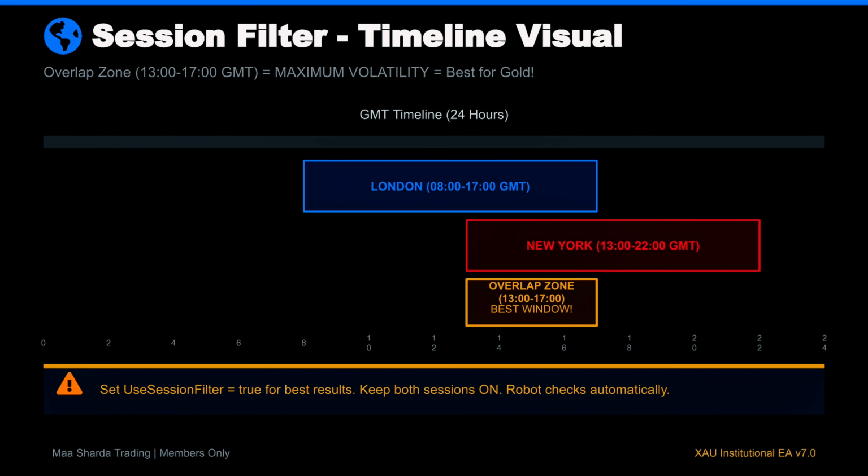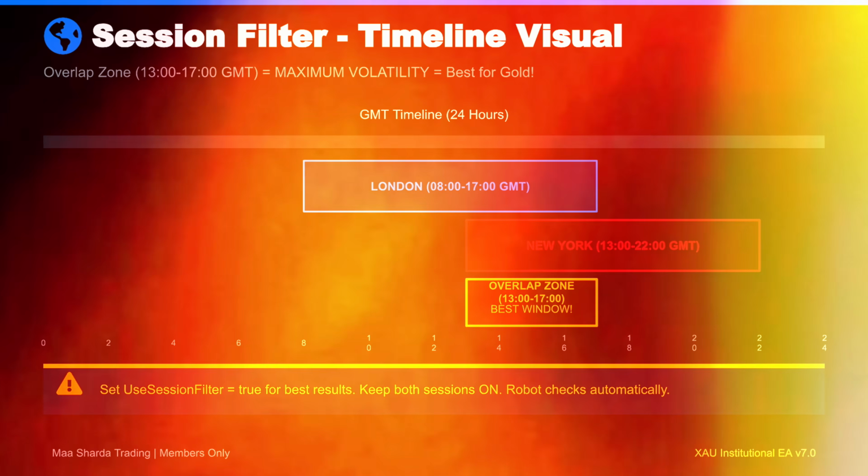This timeline visualizes the London and New York sessions. The overlap zone, from 1300 to 1700 Greenwich Mean Time, is the period of maximum volatility and the best window for gold trading. Ensure the use session filter is set to true for optimal results.